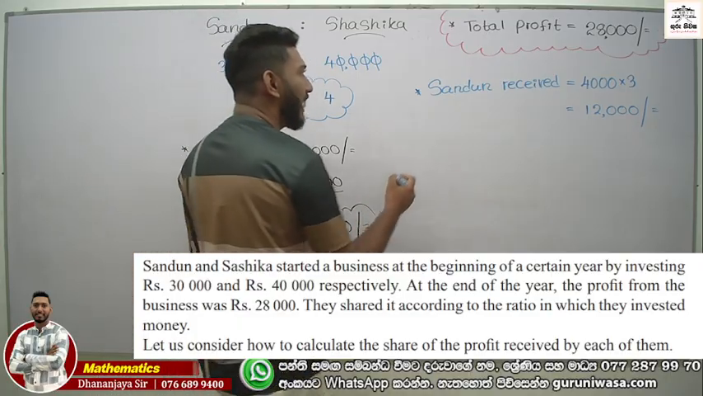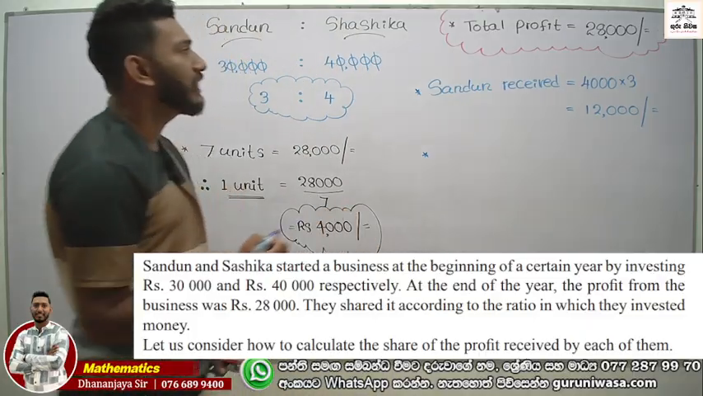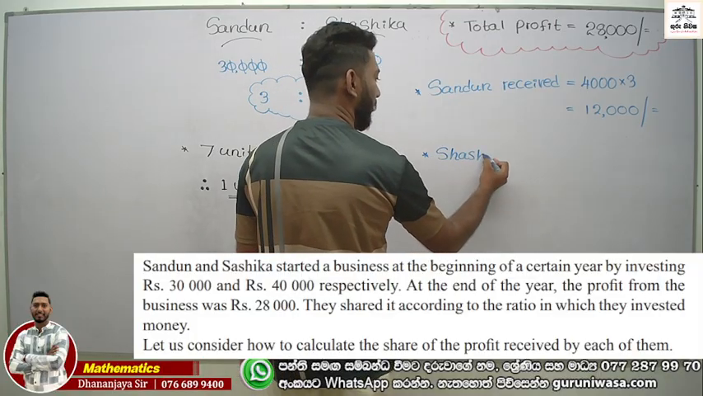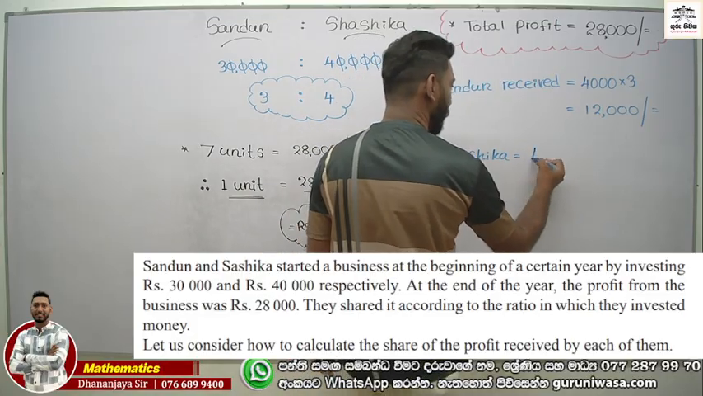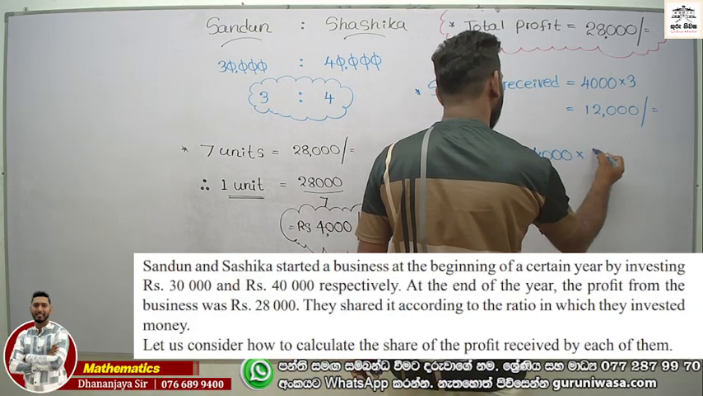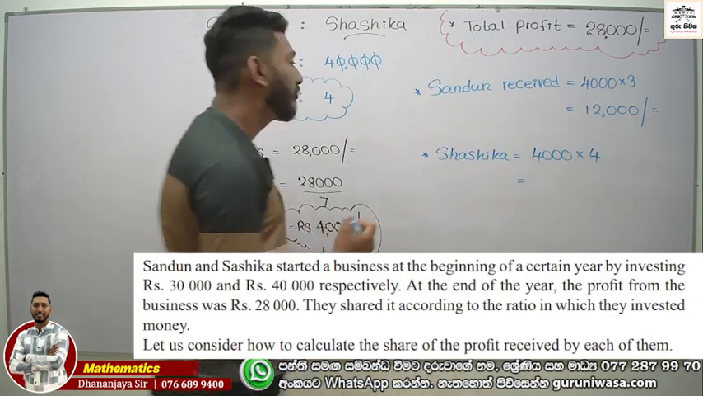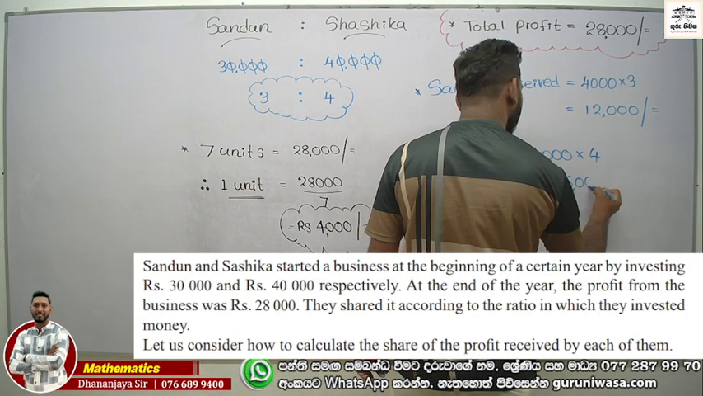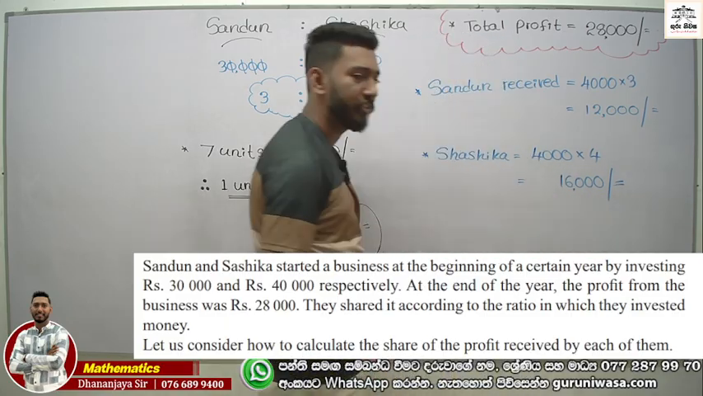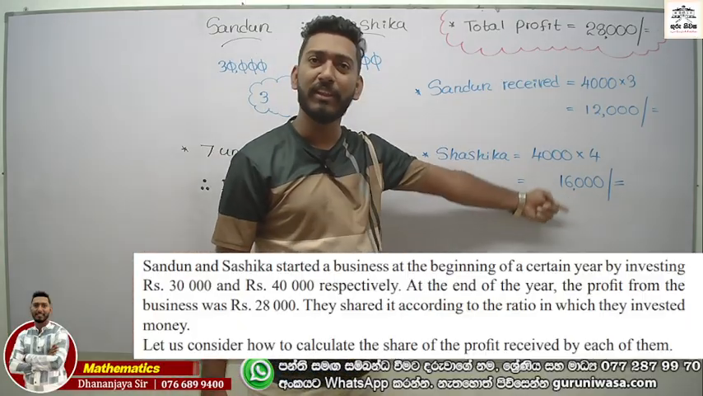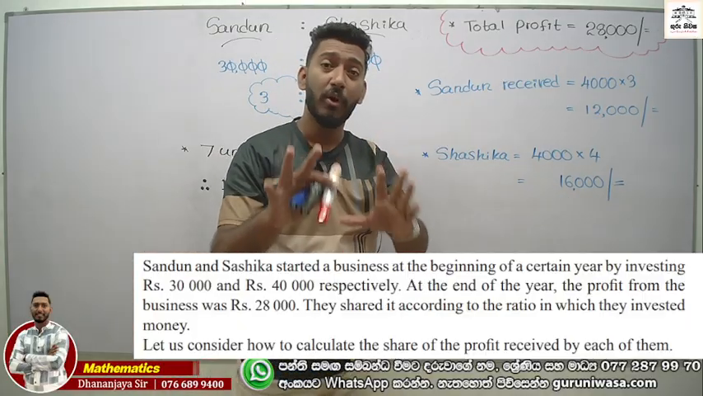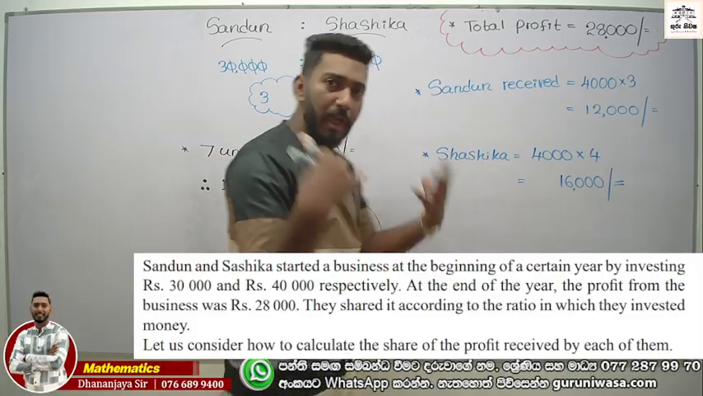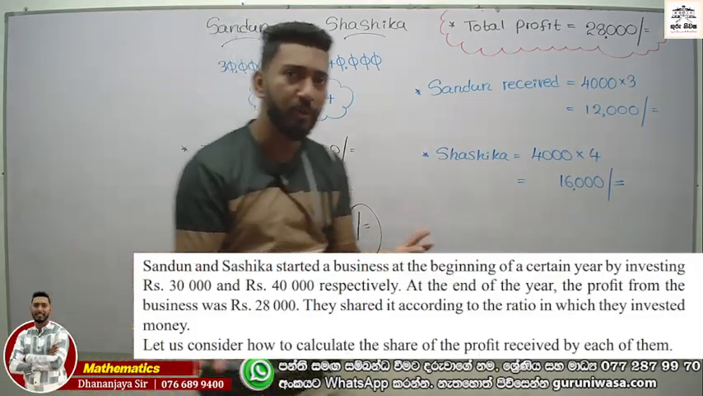Yes, sir. Right. Now tell me how to find the profit received by Shashika. 4,000 multiplied by 4, because she received 4 portions, 4 units. Therefore, 4 times 4 is 16, and put 3 zeros. Now 16,000 rupees. Look at the sum of this profit: 12,000 and 16,000 should be 28,000, because the total profit they received at the end of the year is 28,000. Now I used the unitary method, but you can also use the fraction method.